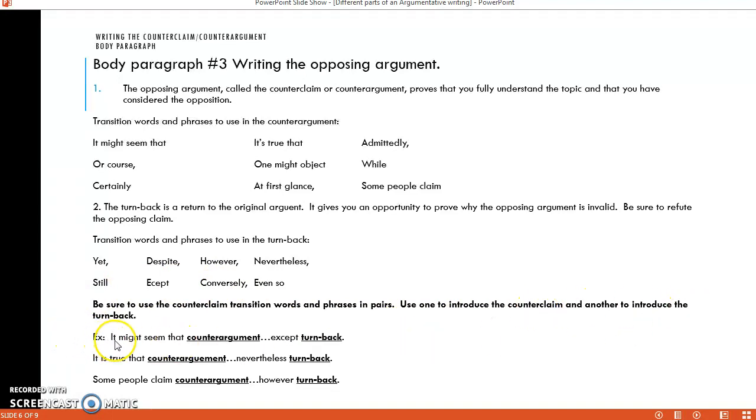So here are some examples. You could say, it might seem that whatever the counter argument, except, so we use one of these transition words, and then you go back to your turnback. It is true, so we look up here, that whatever the counter argument is, nevertheless, go back to your original claim.